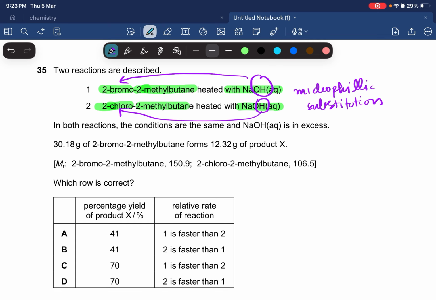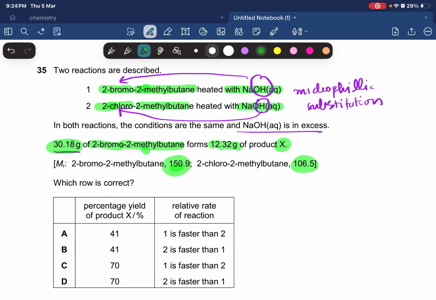And what are we going to form? Well, we're going to form an alcohol. In both reactions, the conditions are the same and NaOH is in excess. 30.18 grams of 2-bromo-2-methylbutane forms 12.32 grams of X. Mr is given for 2-bromo-2-methylbutane and 2-chloro-2-methylbutane. Which row is correct? Percentage yield of product X and relative rate of reaction.